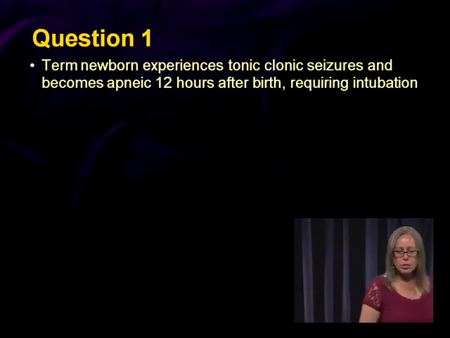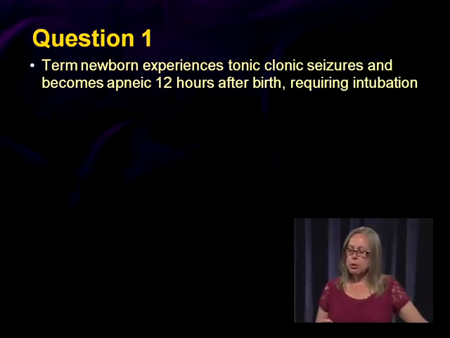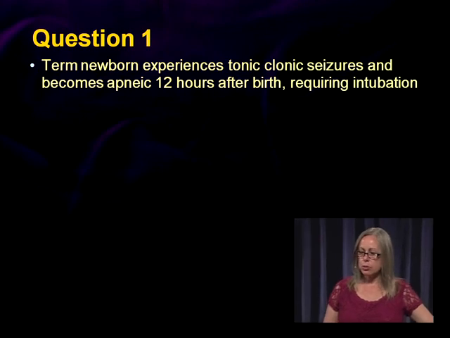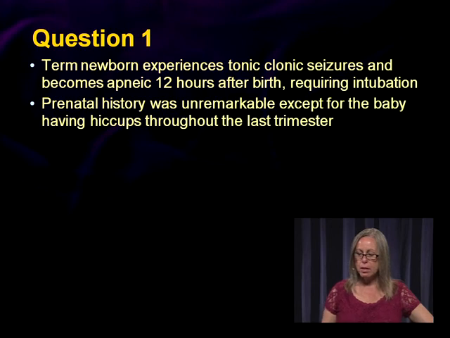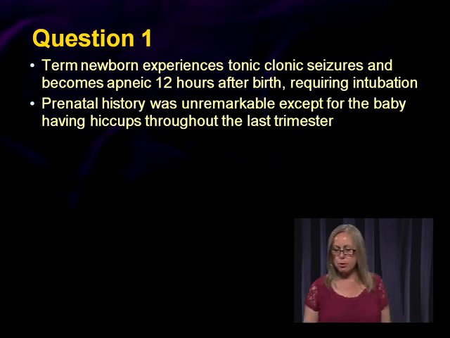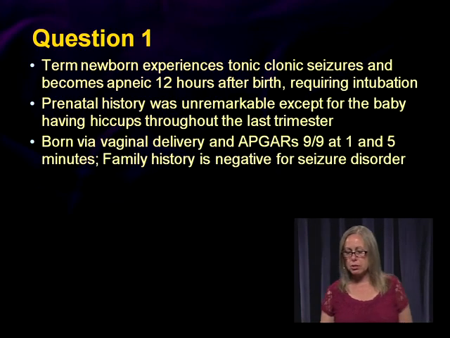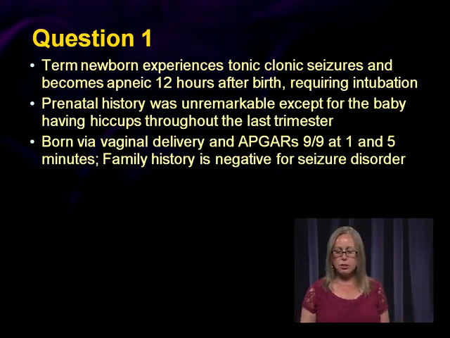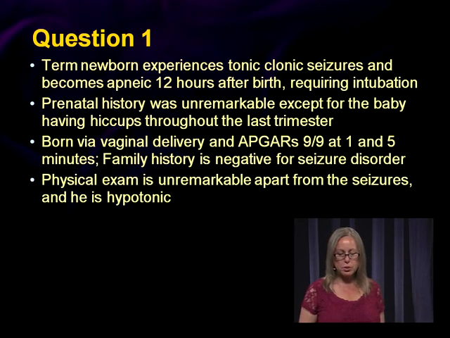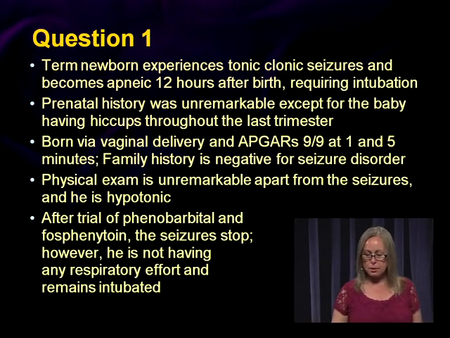All right, so question number 1. A term newborn experiences tonic-clonic seizures and becomes apneic 12 hours after birth, requiring intubation. Prenatal history was unremarkable except for the baby having hiccups throughout the last trimester. Born vaginal delivery, APGAR 9 and 9. Family history is negative for seizure disorders. Physical exam is unremarkable apart from the seizures, and he is hypotonic.